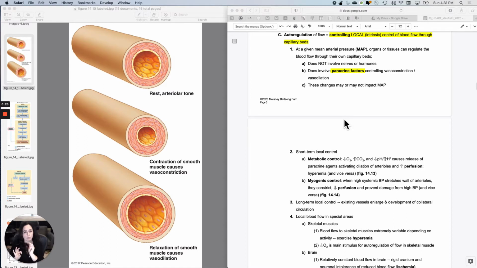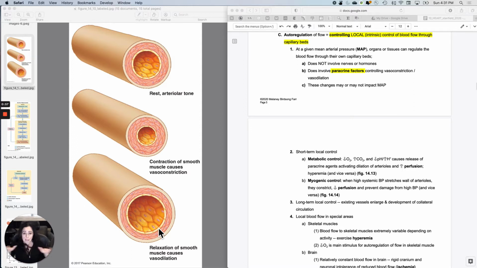And we want to control blood flow to that capillary bed without dramatically impacting blood flow for the rest of the body. This is called autoregulation or local regulation, and not surprisingly, it often involves paracrine agents, okay? Controlling local or intrinsic control of blood through capillary beds. So here's the deal. What I want to do is cause local vasoconstriction and vasodilation, generally of an arteriole. And that's how it controls blood flow through a capillary bed.